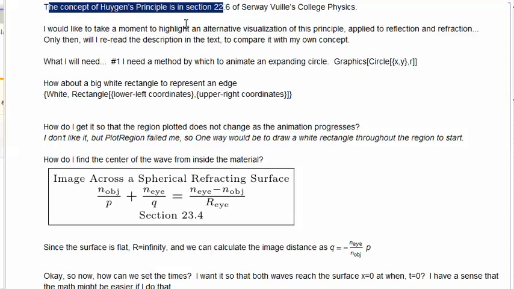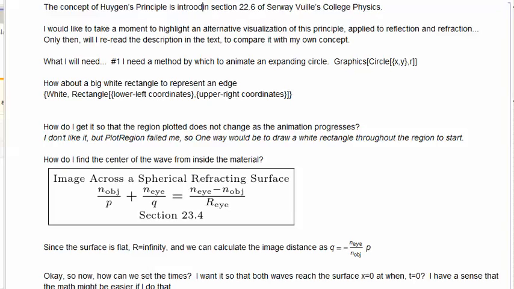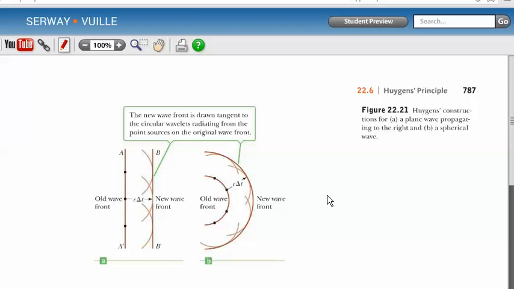The concept of Huygens' principle is introduced in section 22.6 of Cutnell's College Physics. Here's figure 22.1 from the text, and you see it has an old wavefront coming up to a surface and producing a new wavefront, or an old wavefront coming up to a spherical surface and producing a new wavefront. The new wavefront is drawn tangent to the circular wavelets radiating from the point sources on the original wavefront.